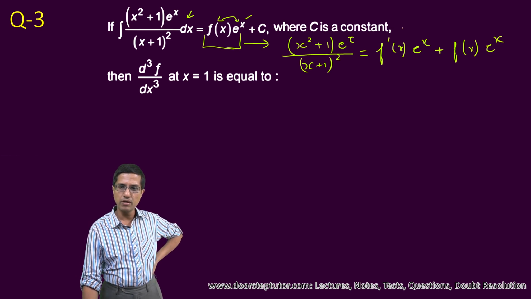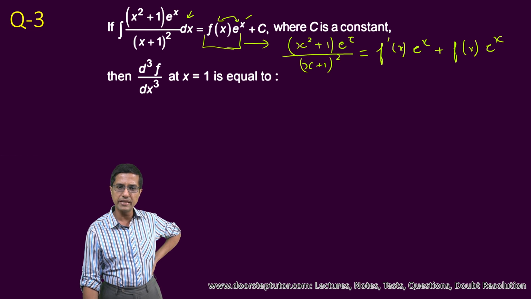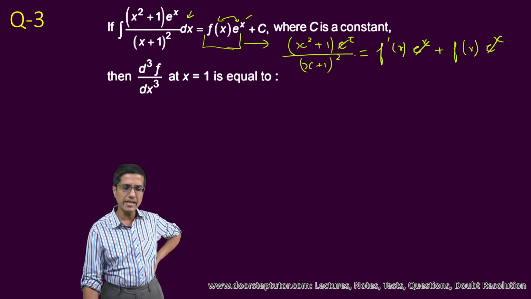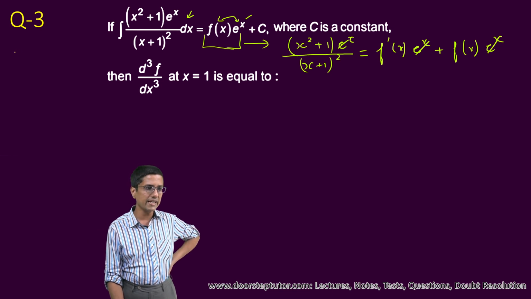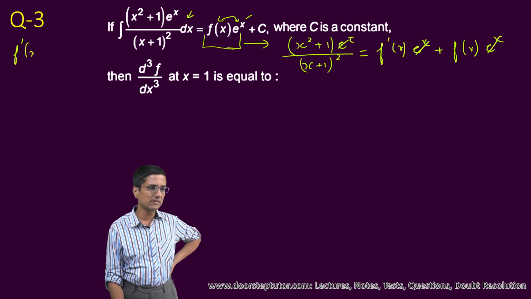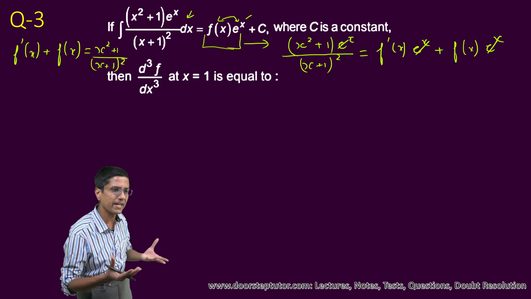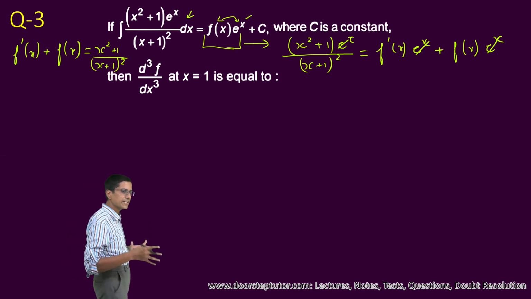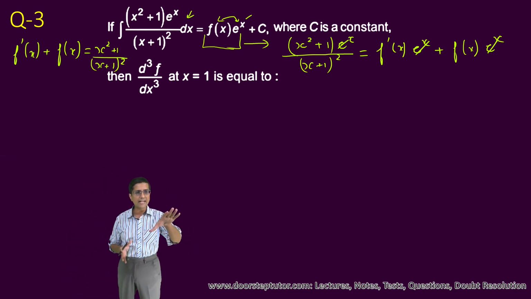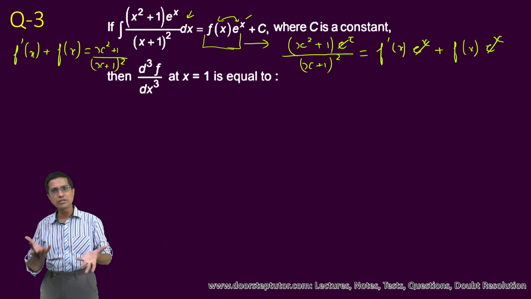Okay. Now, what does this mean? This means that if I cancel out e raised to power x, I can say f dash x plus f x is equal to x square plus 1 divided by x plus 1 the whole square. So I have to find a function f x whose differentiation, when I add it to the original function, gives me this expression x square plus 1 divided by x plus 1 the whole square.